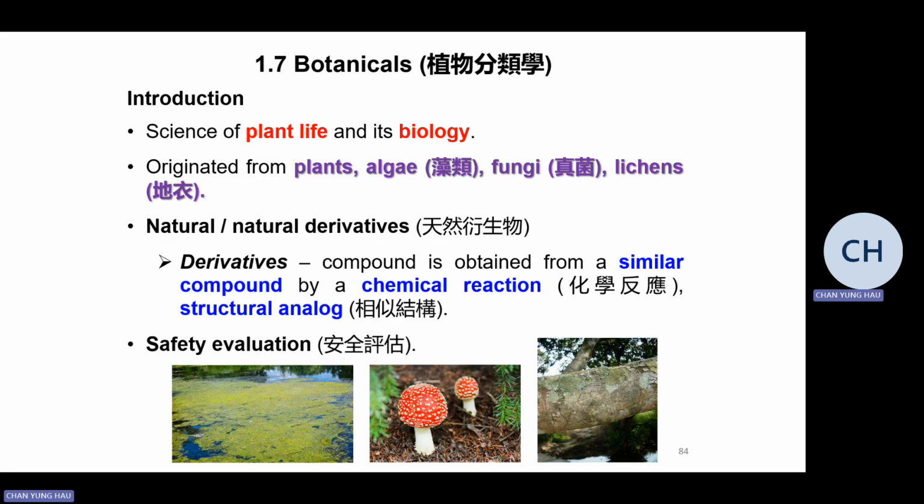Welcome back. This is part 3 of chapter 1. In this part, I will tell you the classification of the botanicals.